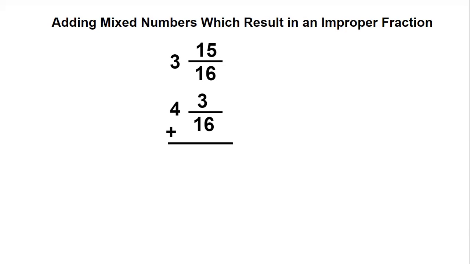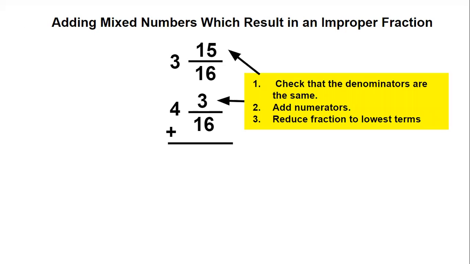I think there's another one. Let's see. Get to see it again here. 3 and 15/16 plus 4 and 3/16. Check the denominators. They're both 16. So we can just add the numerators. We add 15 plus 3, we get 18. The bottom number stays as 16.